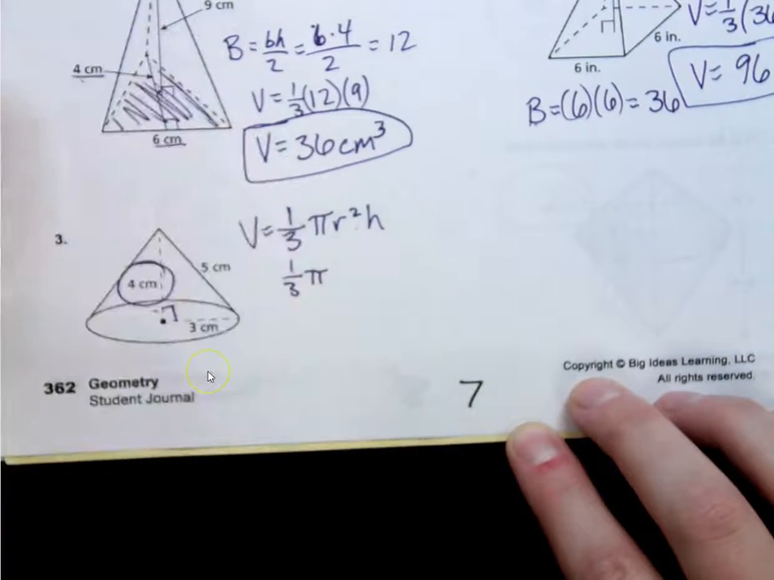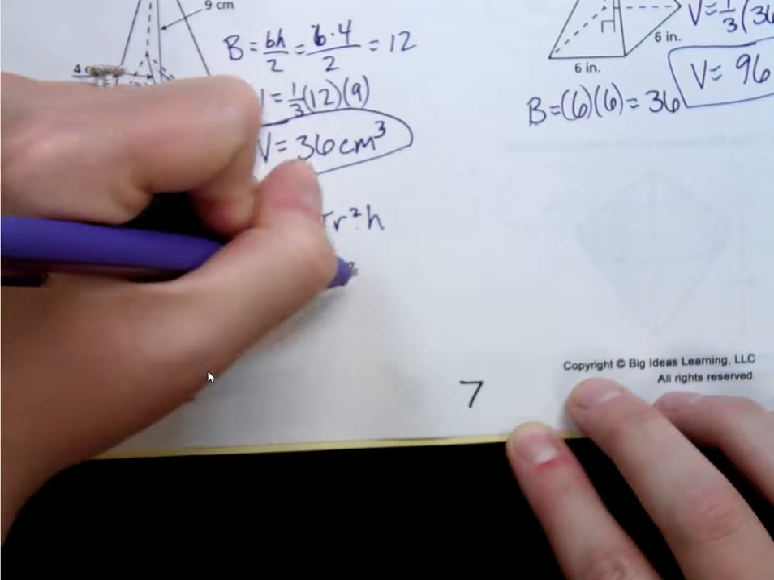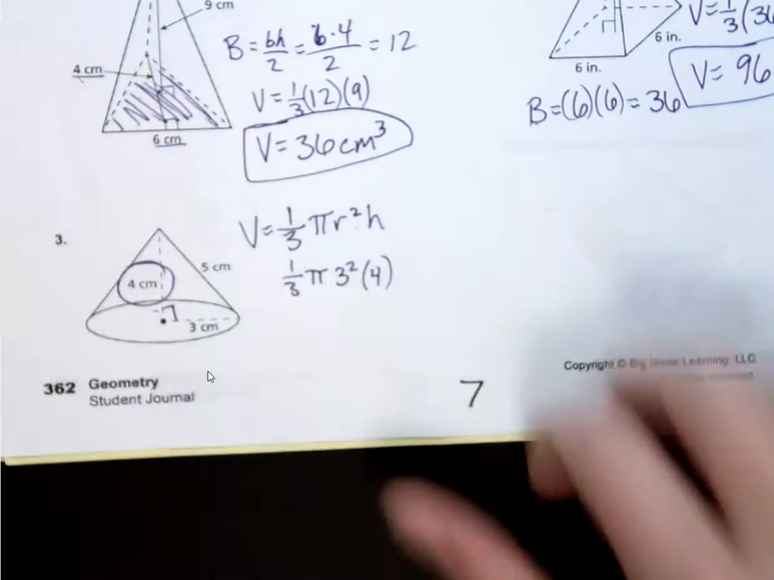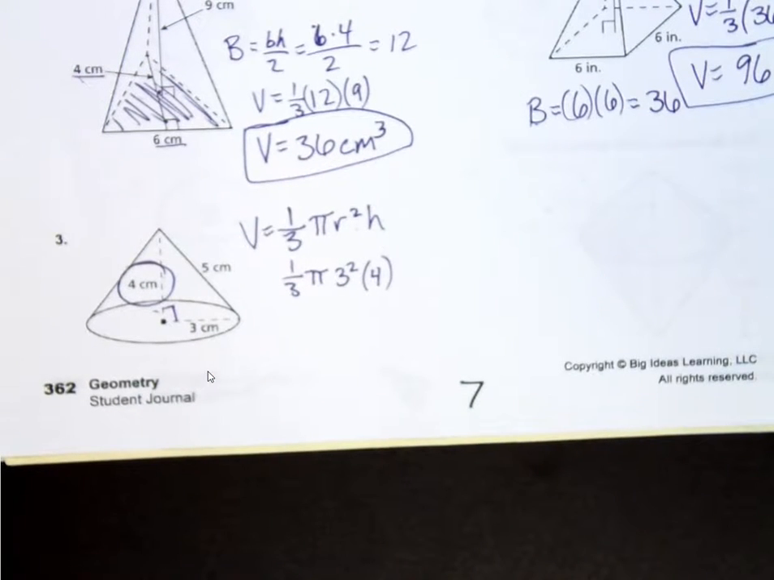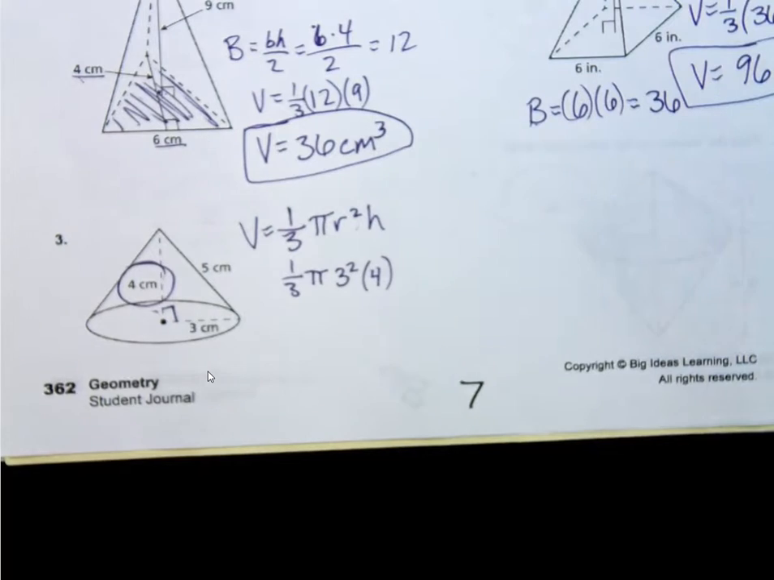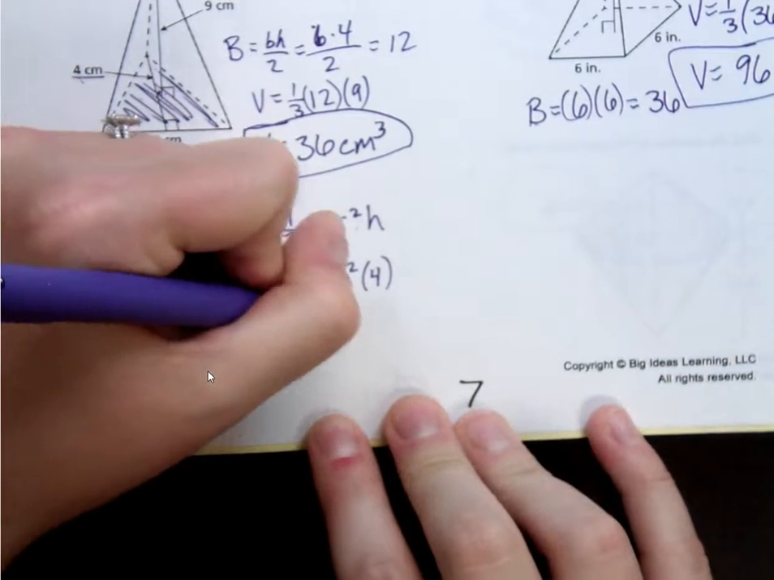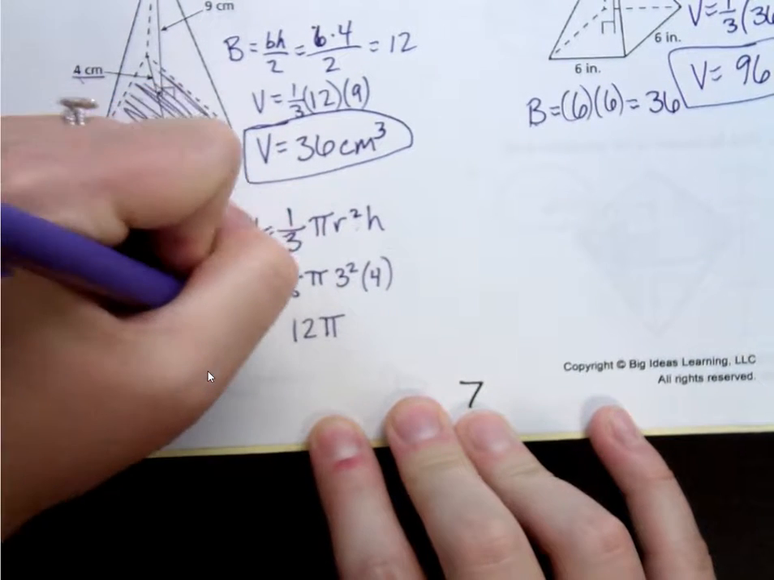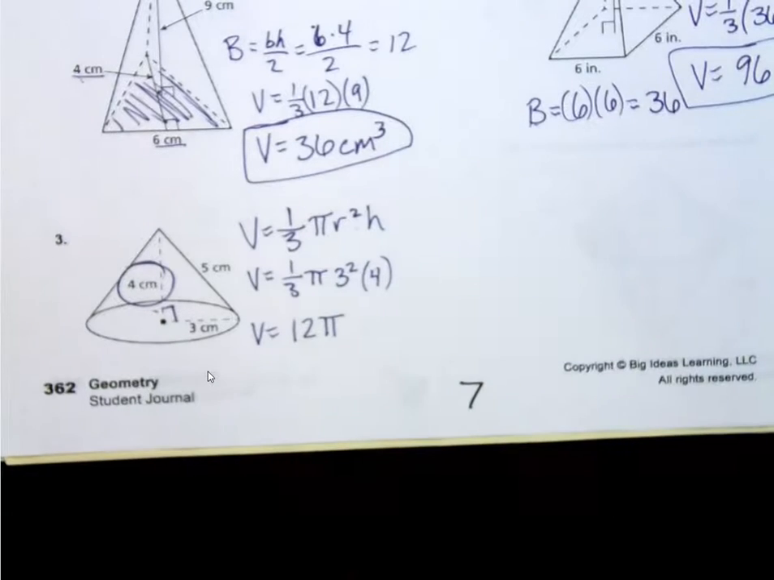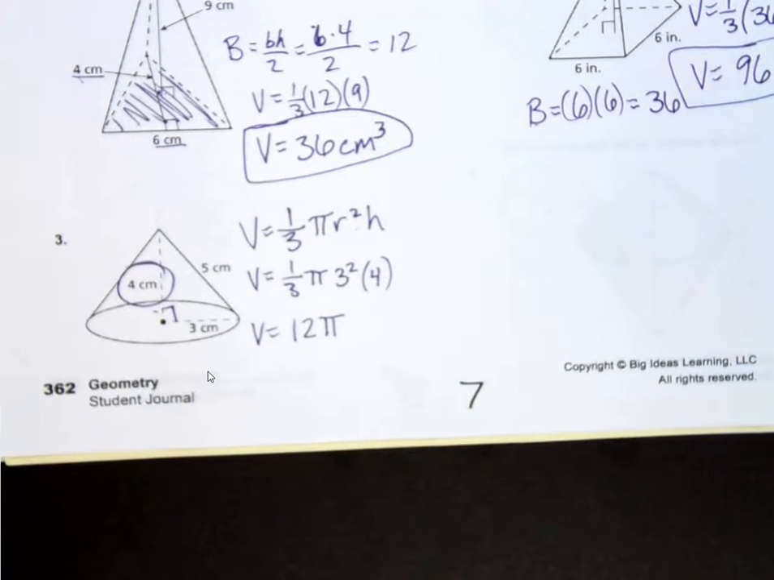So 1/3 pi times the radius, which is 3 squared. What's that? Is that 12 pi? If I'm wrong, let me know, because it is highly likely. 12 pi, and then in Big Ideas, I want you to put it in the calculator.